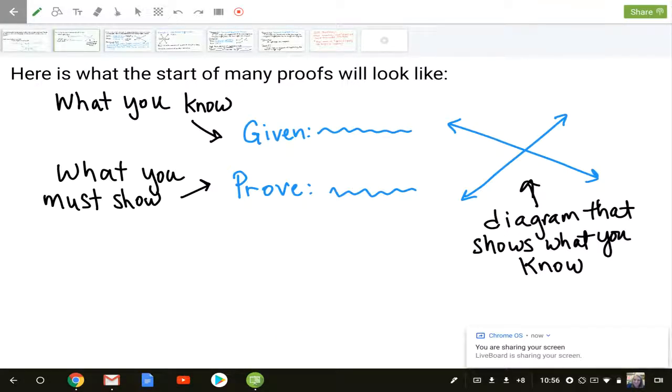Now, when we start to do a proof, here is what you're going to see. The things that you know are going to be written under a given statement, and what you must show will be written under a prove statement. So they're telling you what you need to prove, and they're telling you what is given, what you can take as true. And then often there'll be a diagram also to show what the given statement is telling you that you know. And sometimes the diagram will show things that aren't listed in the given statement. But you can assume in the diagram whatever is shown is something that you can use as true.